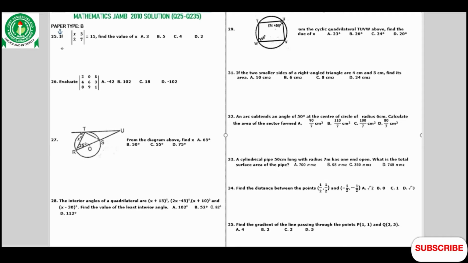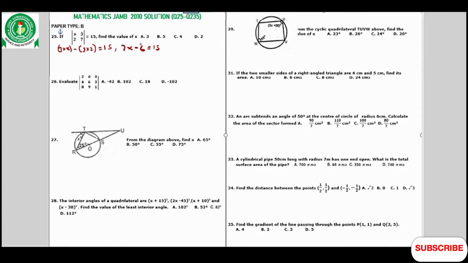We have to calculate the determinant of this matrix and equate it to 15. To find the determinant, you multiply the leading diagonal, then you also multiply the second diagonal, then you subtract one from the other. So we have 7 multiplied by x, minus 3 times 2, equal to 15. So we have 7x minus 6 equal to 15.